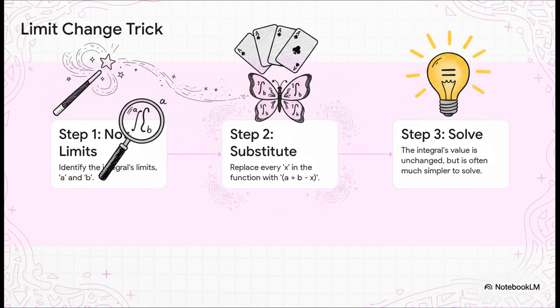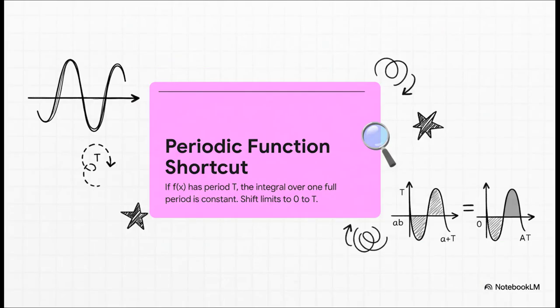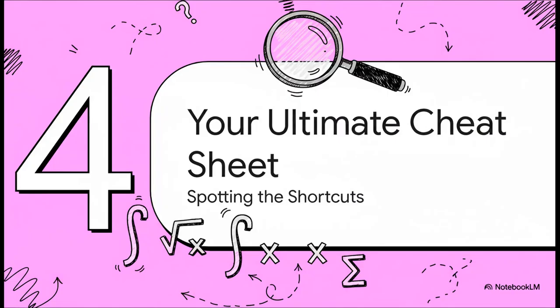It sounds bizarre, I know, but this one substitution can transform a ridiculously hard problem into something you can solve in a snap. And what about functions that repeat? Like sine or cosine waves? For those, we have the periodic function shortcut. If a function just does the same thing over and over again with a period of T, then the area under any one of those full periods is always the same. This means you can just shift your limits to whatever range is most convenient, usually 0 to T, to make your life way easier.